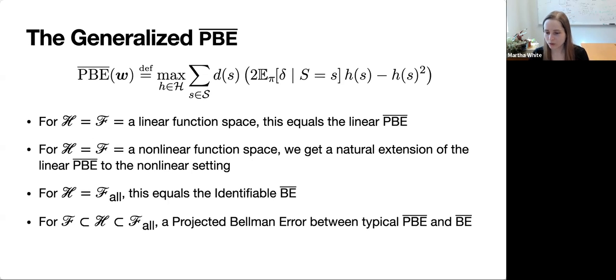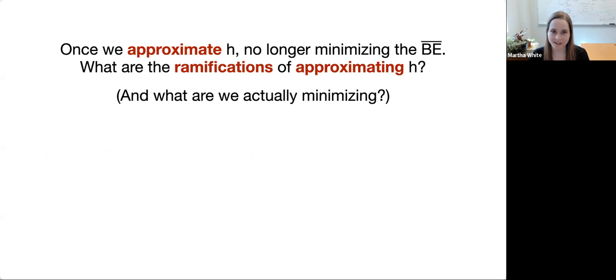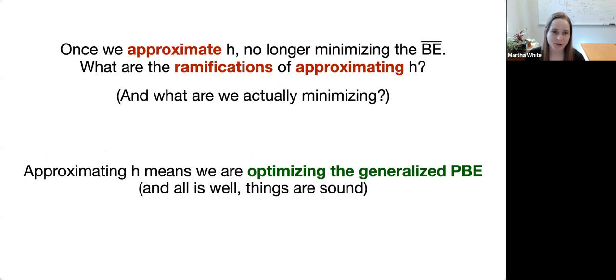Okay, so I'm going just a little too slow, so I'm going to speed up now and get to the next thing here. The main answer to this question was, once we approximate H, we're no longer minimizing the Bellman error, but it is actually still a perfectly sound thing to do. So approximating H means now we're actually optimizing this generalized projected Bellman error, and that's a good thing too. So we're happy to be optimizing this generalized projected Bellman error.